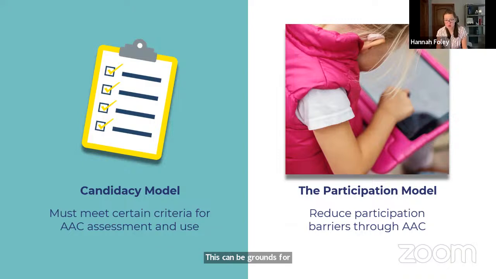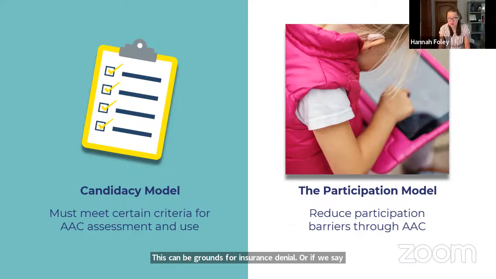Or if we say an individual needs to have mastered using a non-electronic AAC tool before they can be a candidate for an electronic aided tool in a school setting, we are formalizing this requirement in the educational setting, which has no scientific basis and may ultimately restrict access or delay access to AAC for students. For obvious reasons, the candidacy model is not best practice, and the idea that an individual must have an underlying set of skills or capabilities before they can be evaluated for and use AAC is a misconception that must be debunked.